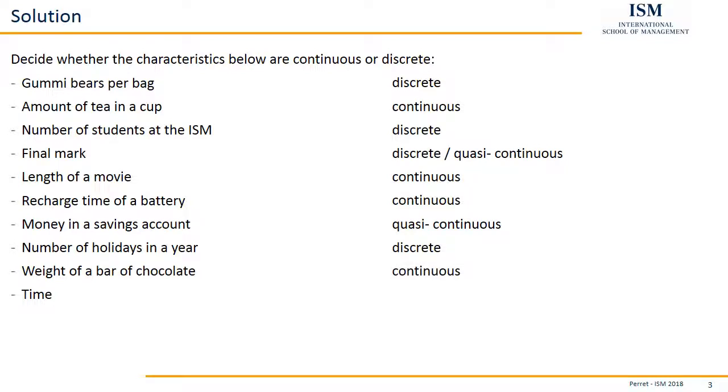Bringing us to the last part, the time. Time, like weight, can be broken down as much as someone likes, making this continuous as well. One might argue again, yeah, but my watch only shows this and this. But this is basically a limitation of the watch. This is not due to the variable of time. Therefore, time again is a continuous characteristic, a continuous variable.